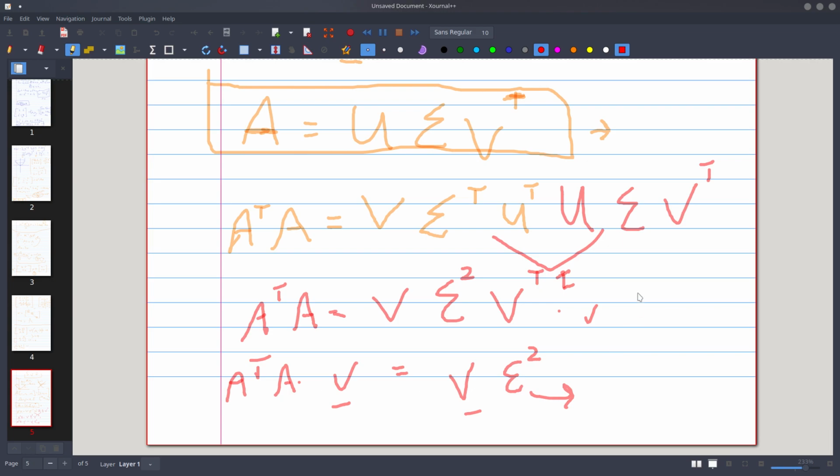A transpose A you use when you have a matrix that looks like this, tall and skinny. And then if you did A transpose A, it looks like this, and you're going to end up with an n by n matrix like this.